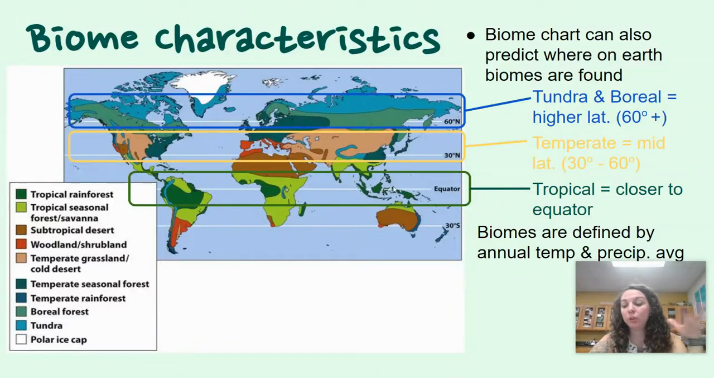So like I said, don't try to memorize the locations of all of them, but just recognize the patterns in temperatures and precipitation to help you figure out where those things are going to be. So cold and dry, further north, warm and wet, further south.